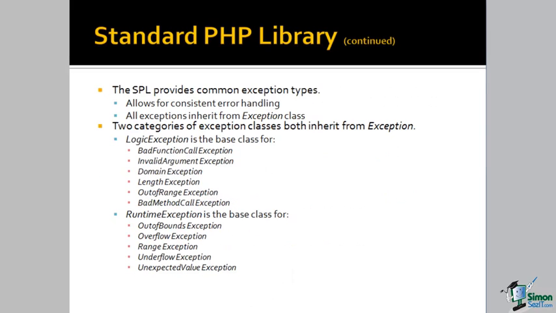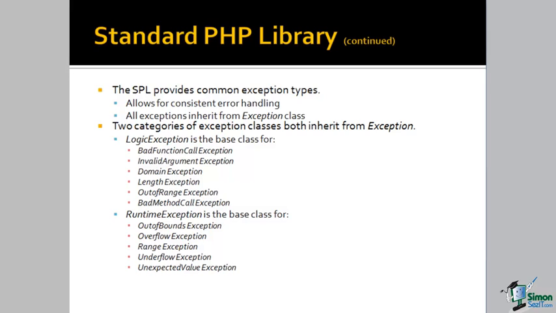To create efficient and thorough error handling in our applications, we can either create our own exception hierarchy that's specific for our application, or we can use the provided exception hierarchy in the SPL. By using the SPL defined exception types, we can build a consistent error handling methodology for our applications. There are two categories of exception classes provided by the standard PHP library. Again, they both inherit from the base class exception.